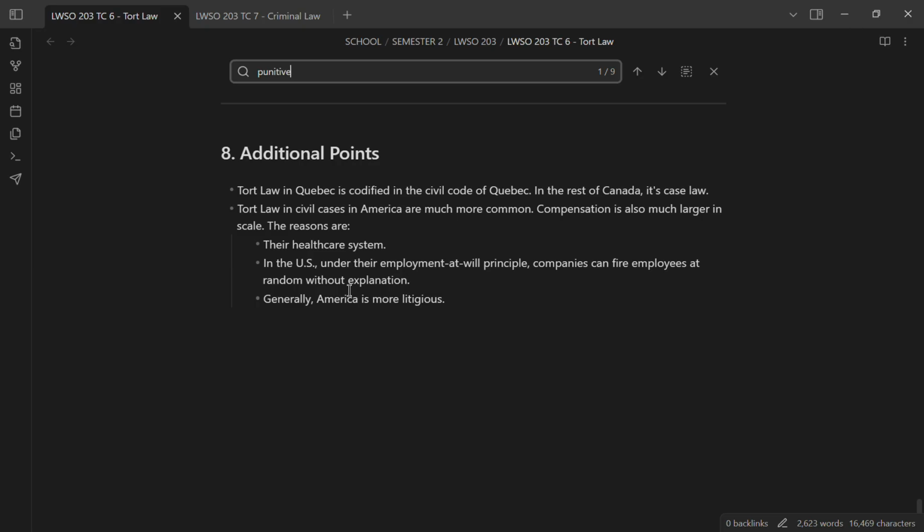The reasons are America tends to be more litigious, a lot more court, a lot more sensation. In the U.S., under their employment at will principle, companies can fire employees at random without explanation, and this can result in a lot of money being given back to the person fired. And their healthcare system being poor results in a much higher compensation a lot of the time.